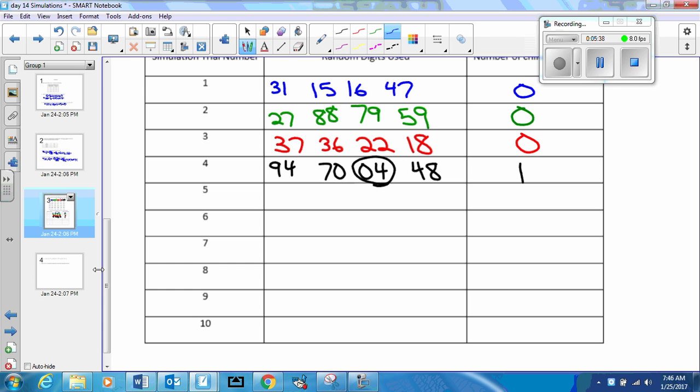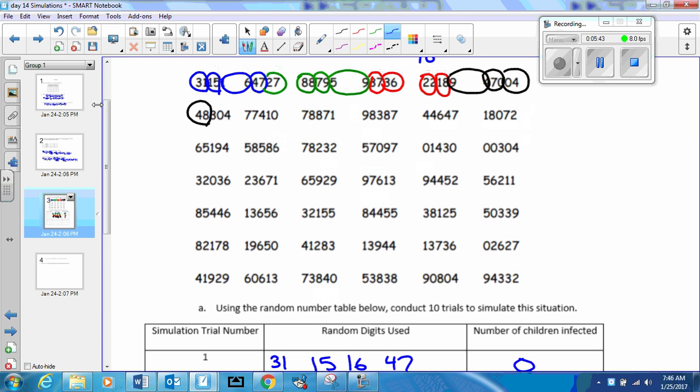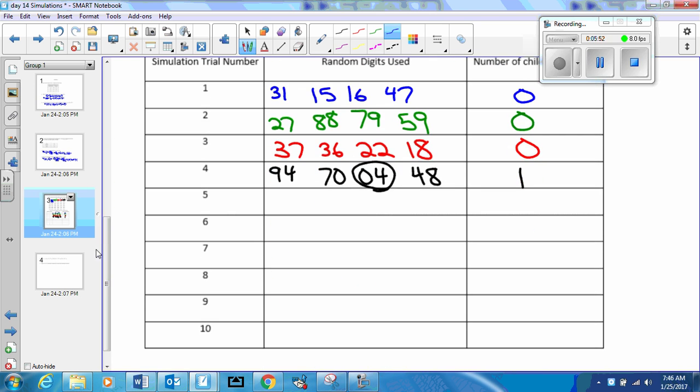Okay, for my fifth simulation, I have the digits 30, 47, 74, and 10. So going down here, 30, 47, 74, and 10. And again, I have a number that is 14 or lower. So again, I have another case where there's one child that will get strep throat.